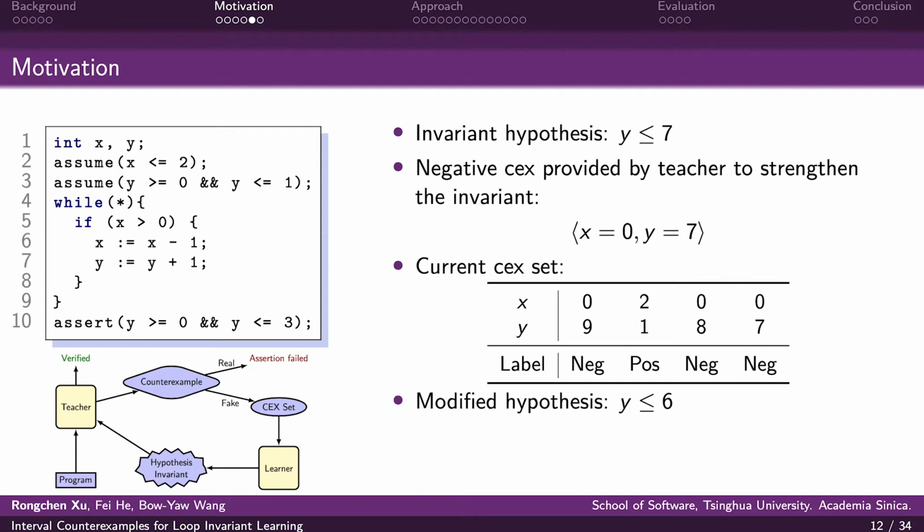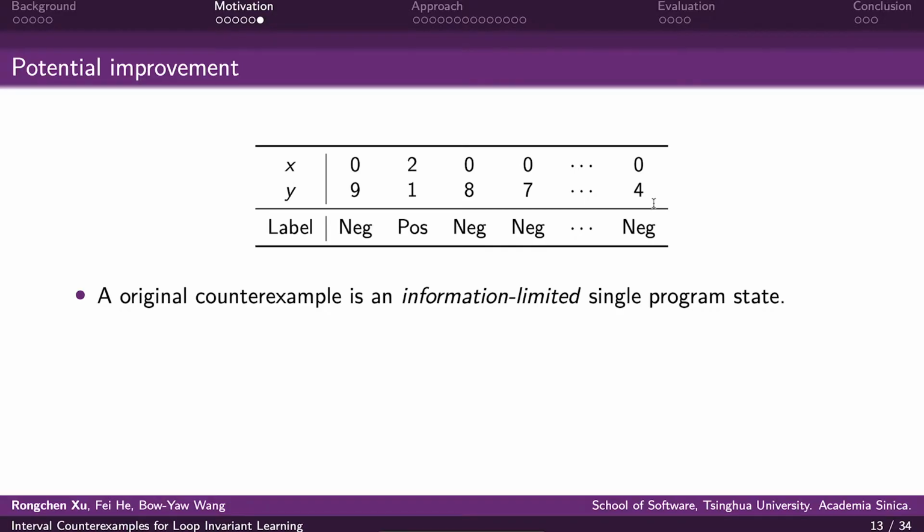During this learning procedure, we keep finding similar negative counterexamples until reaching the boundary of negative counterexamples, which is x equals 0 and y equals 4. Actually, we notice that the negative counterexamples generated here have the same reason. We do not hope to always encounter this kind of same and redundant iterations, which often cause a lot of time overhead during the verification.